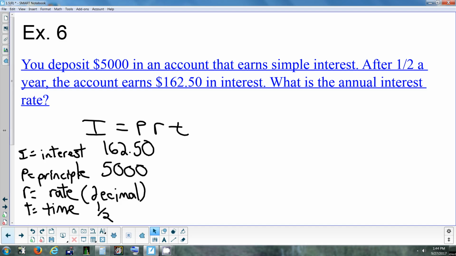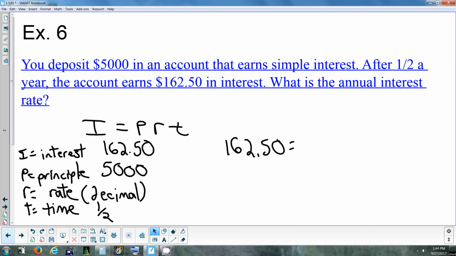Remember, when we do these, there's always going to be one thing that we don't know. Okay? So what am I going to write in for I? Someone tell me by raising their hand. We already have it written down over here. What's I going to be? Interest. I is interest. Do I have an actual number amount for that? What is it? 162.50. Now all I'm doing is plugging into the formula.